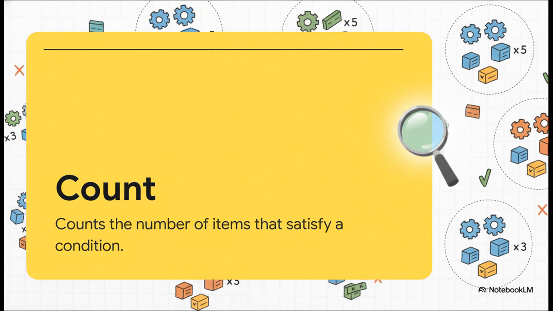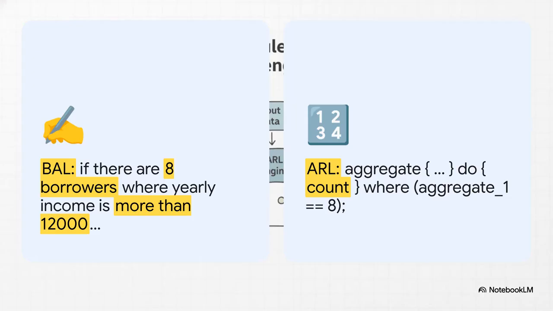Next, we've got count. And yeah, this one does exactly what it says on the tin. It just counts how many things in your collection match what you're looking for. It doesn't care who they are, just how many of them there are. So in this example, the BAL is asking, are there exactly 8 borrowers who meet this income level? The ARL uses the count aggregate to find out. It gets a number, the total count of everyone who matches, and then it just checks if that number is equal to 8. It's a very direct way to answer the question, how many?